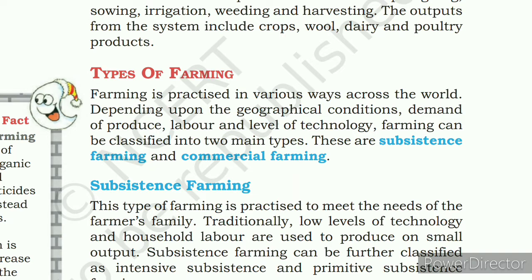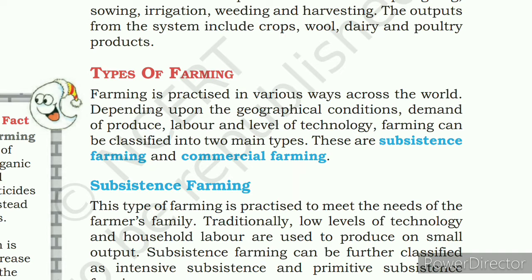One thing I will tell you: coffee or tea is produced mostly in some parts of India. Otherwise, it is not produced in all parts of India. You might have understood my example. Next, another factor is labor and level of technology.